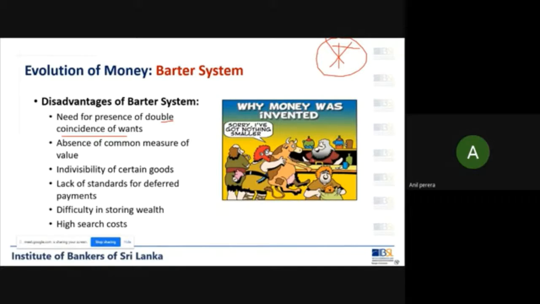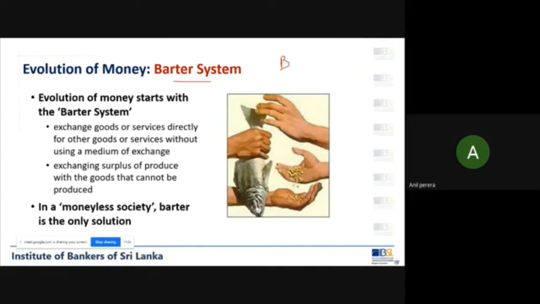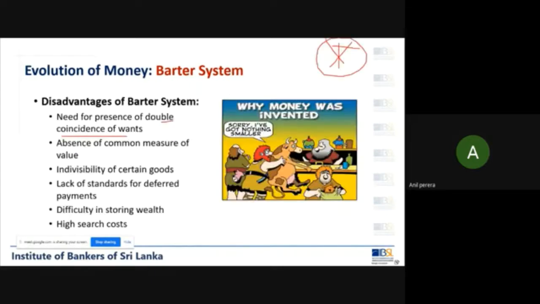Difficulty of storing wealth. You can't store wealth using these goods in the barter system. Now, for example, can you store wealth using fish or grain? At least for grain, for some time you can use it to store wealth. You can accumulate wealth. But can you use fish? No. So that difficulty is there. High search cost is there. High search cost means you have to find a person that perfectly matches with your transaction.